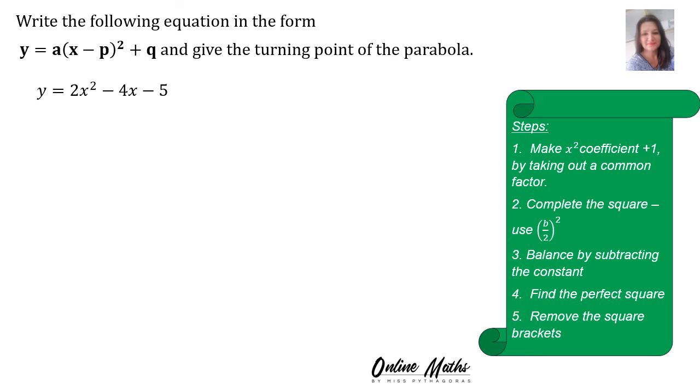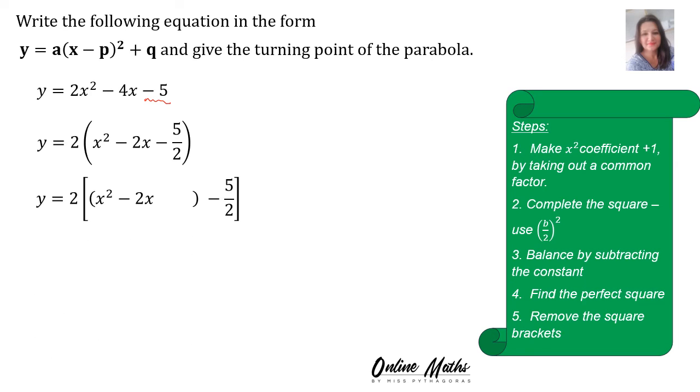So step 1, make x squared's coefficient plus 1 by taking out a common factor. So when you go to your little equation there, you pull out 2 as a common factor, and then you're left with round bracket x squared minus 2x, and see what happened on minus 5. When you take out 2 there, it becomes minus 5 over 2.